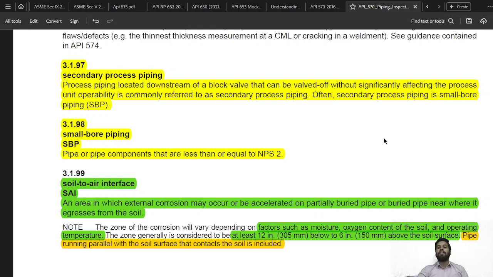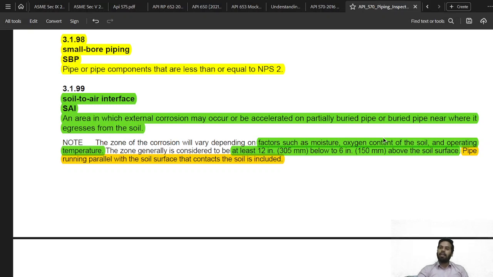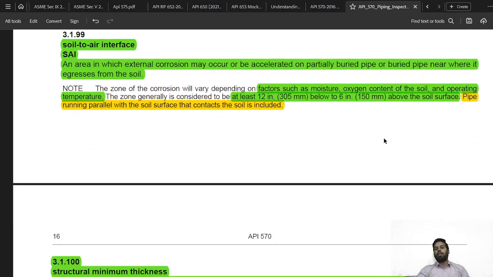Secondary process piping: the process piping located downstream of a block valve that can be valved off without significantly affecting the process unit operability is commonly referred to as secondary process piping. Often secondary process piping is small bore piping, SBP. Small bore piping is piping which has a size less than NPS 2. Soil to air interface: the area where external corrosion may occur or be accelerated on a partially buried pipe, or buried pipe near where it ingresses from the soil.